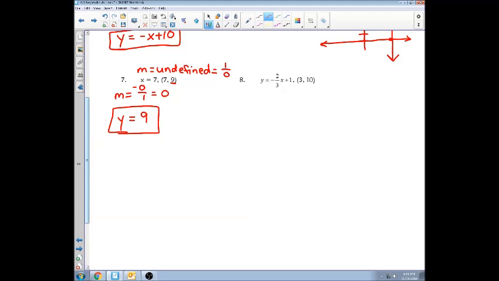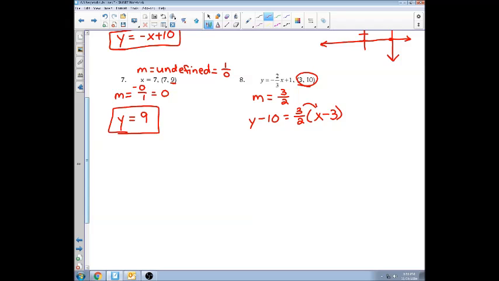I have y equals negative 2 over 3x plus 1. Well, the slope I need to use will be the opposite reciprocal. So the original slope was negative 2 over 3. My new slope is going to be positive 3 over 2. I'm just going to flip that fraction. Okay. Now I can use my point. So y, the opposite of 10, would be negative 10, is equal to 3 over 2 times x. The opposite of 3 would be negative 3.